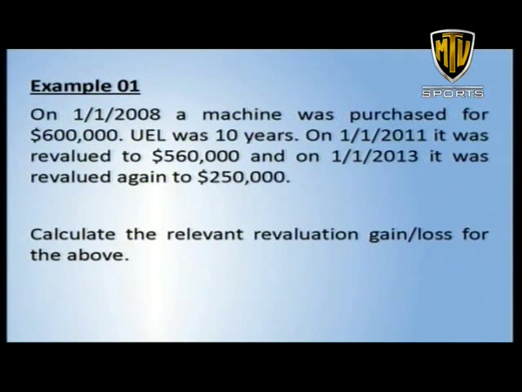On 1st of January 2008, a machine was purchased for $600,000. Useful life 10 years. On 1st of January 2011, it was revalued to $560,000, and again on 1st of January 2013, it was revalued to $250,000. Calculate the relevant revaluation gain or loss for the above. As you can see, there are two valuations that take place. First one happening on 1st of January 2011, the second one happening on 1st of January 2013.